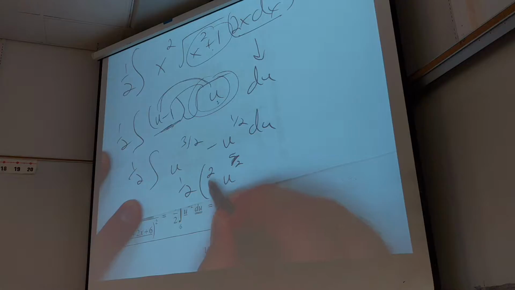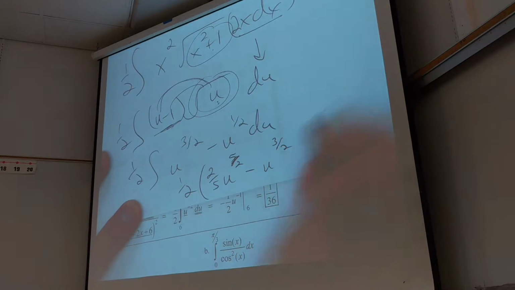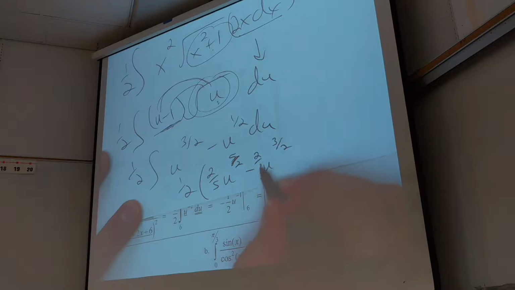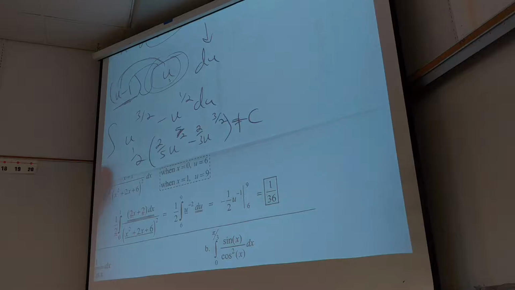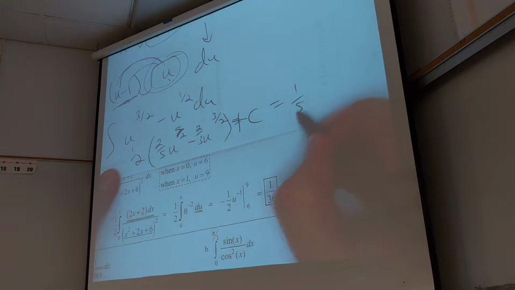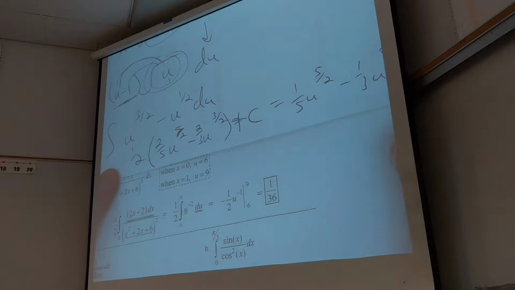And in front, it's going to be 2/5. This will be u to the 3/2, and in front would be 2/3 plus c, and then I just distribute the 1/2. So I get 1/5 u to the 5/2 minus 1/3 u to the 3/2. I should be putting back in what x is, but too bad for me.